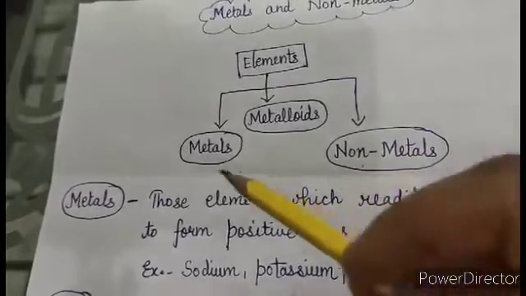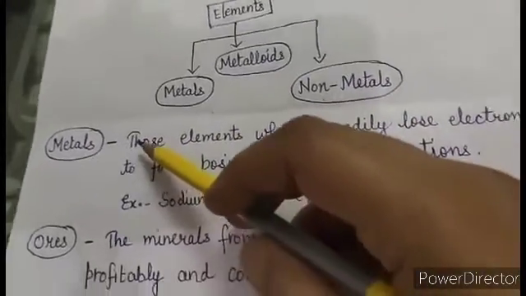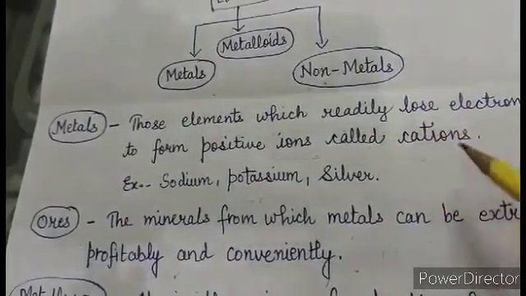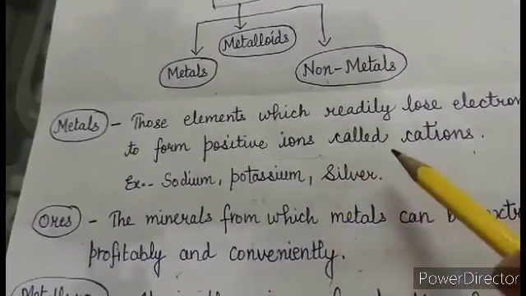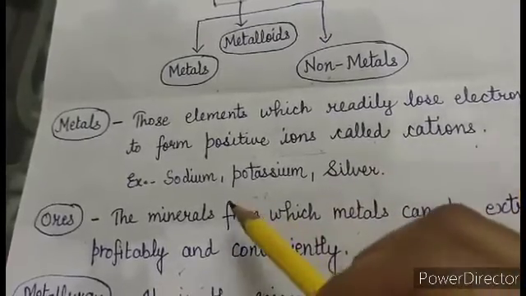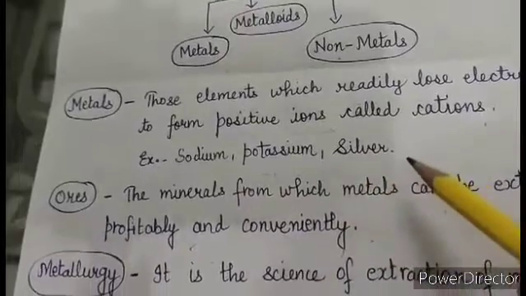Okay, let's start with metals. Metals are those elements which readily lose electrons and form positive ions. And those positive ions are called cations. For example, sodium, potassium, silver.